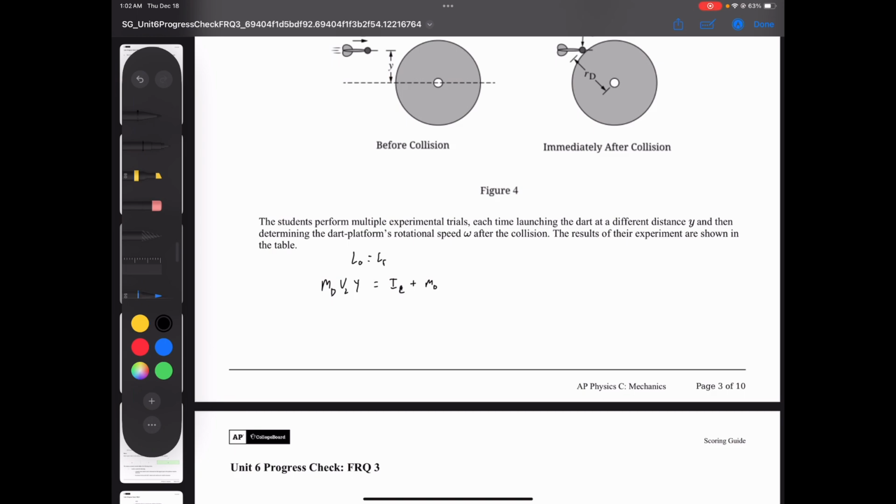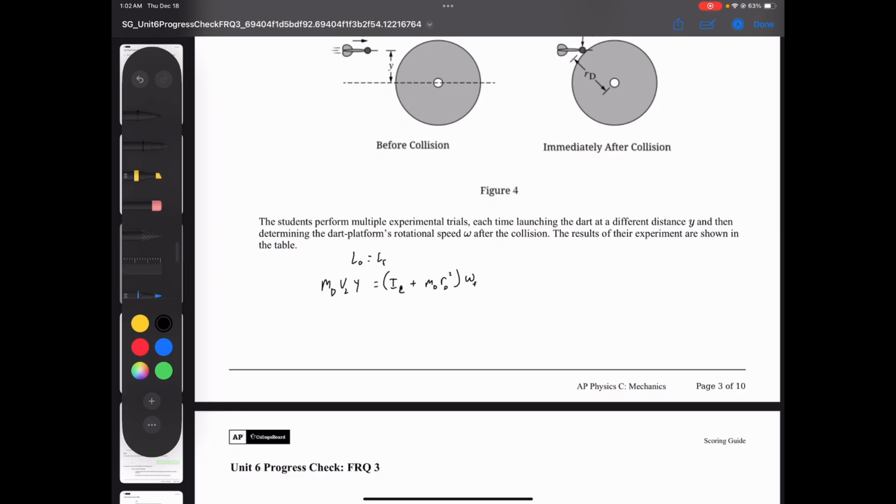It's going to be rotating about the center, so we don't use y, we use r sub d, so it's r_d squared, all of that times the final angular velocity of the system. All right, and now my independent variable. The independent is what you are changing as the experimentalist, and the dependent is what you're measuring.